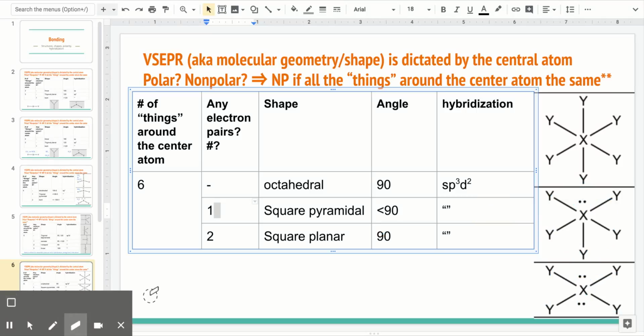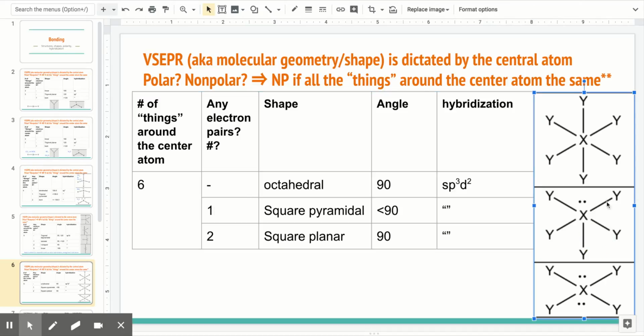So let's erase my little markings and talk about polar, nonpolar. So here again, if all the elements are the same, nonpolar. If any element is different, like all of these were Cls and one of them is a fluorine or something like that, all of a sudden now it's polar because they're not all the same. For this one, this is automatically always polar because you're going to have 5 atoms plus 1 electron pair. No way for all of those to be the same. So this shape, the square pyramidal, is always polar.